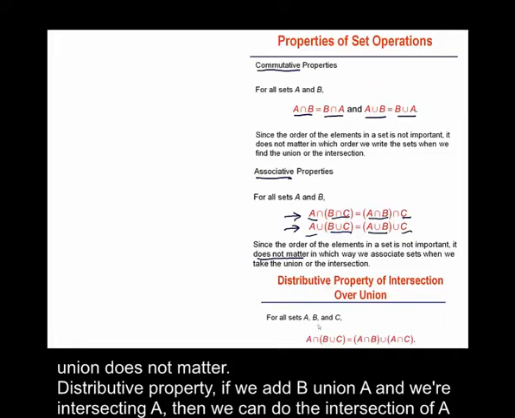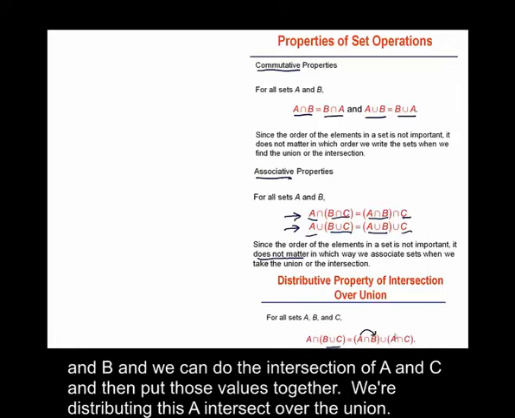Distributive property. If we have B union C and we're intersecting with A, then we can do the intersection of A and B, and we can do the intersection of A and C, and then put those values together. We're distributing this A intersect over the union.